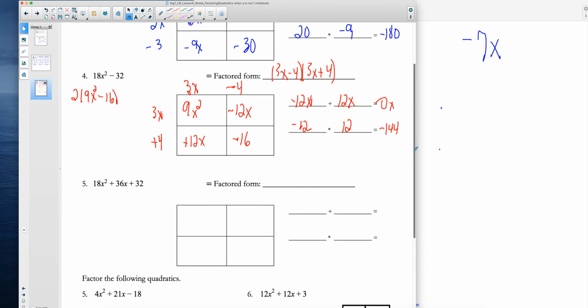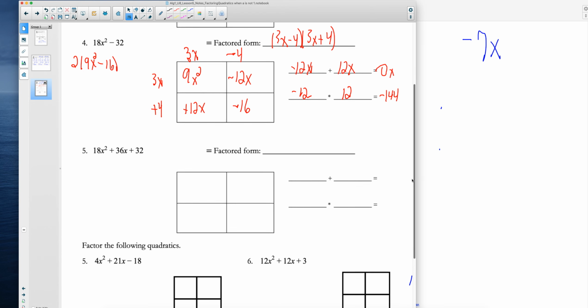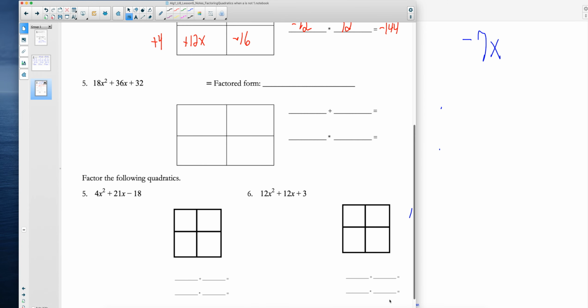Now if you notice, we have 3 problems left in our notes here. What I'd like you to do is pause the video, work these 3 problems, and then turn the video back on, and I'll go through these with you, and then we'll be done for the day.